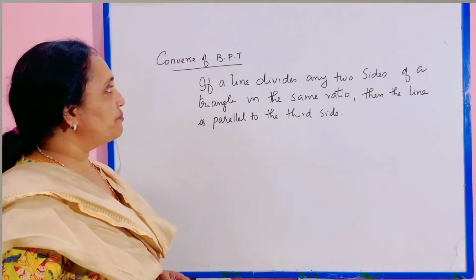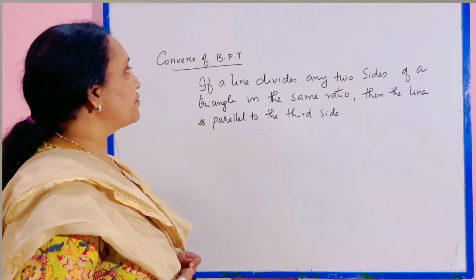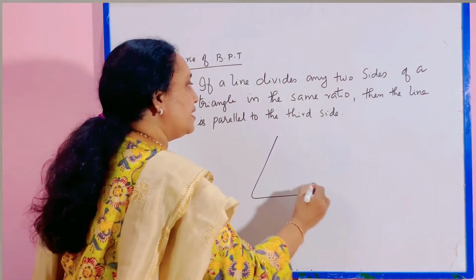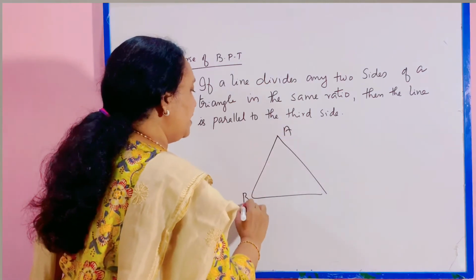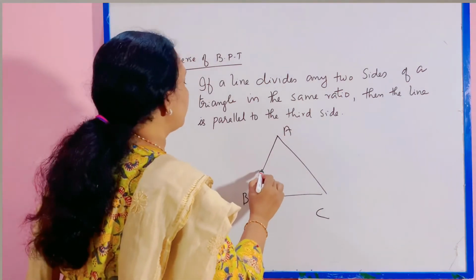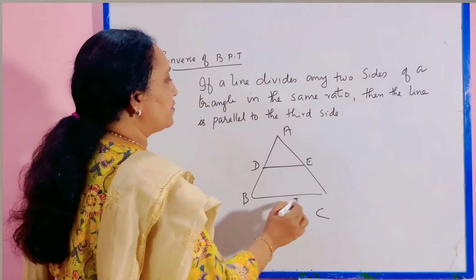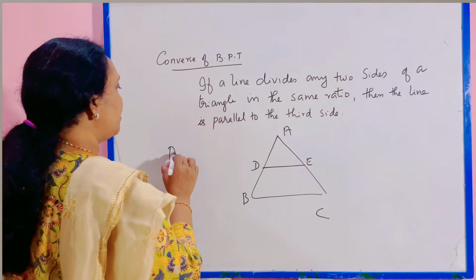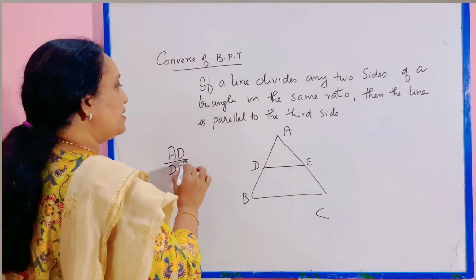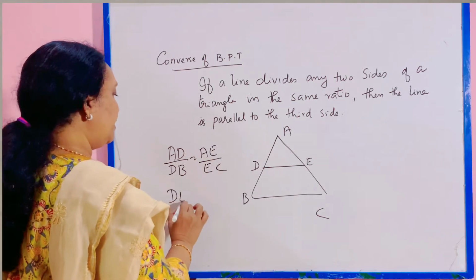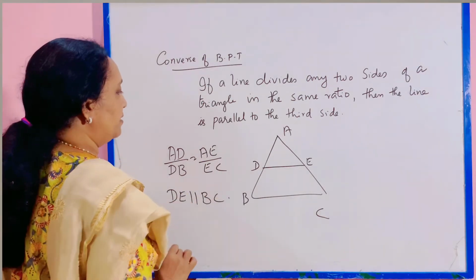Now look at the converse of BPT. If a line divides any two sides of a triangle in the same ratio, then the line is parallel to the third side. That means in triangle ABC, if this line DE divides any two sides of the triangle in the same ratio, that means if it is given that AD by DB is equal to AE by EC, then by the converse of BPT, DE is parallel to BC. Okay, this is the converse of BPT. Hope that the basic proportionality theorem and its converse are clear to you.